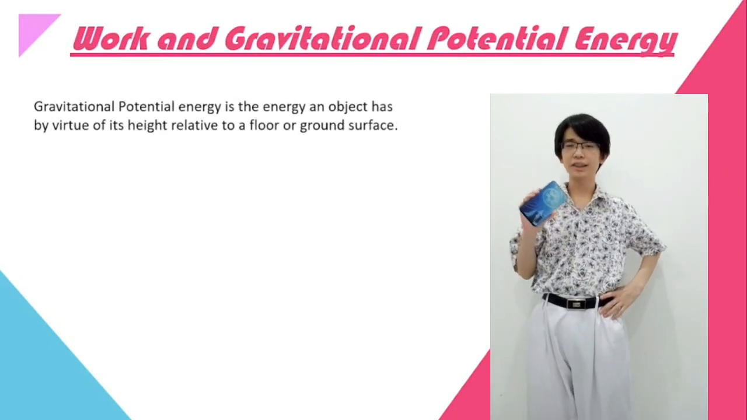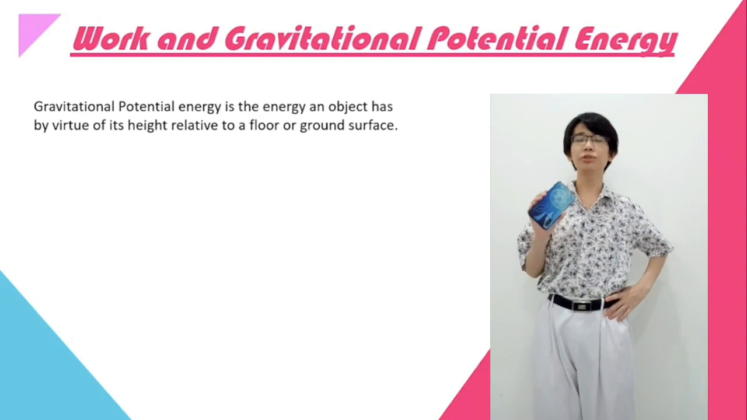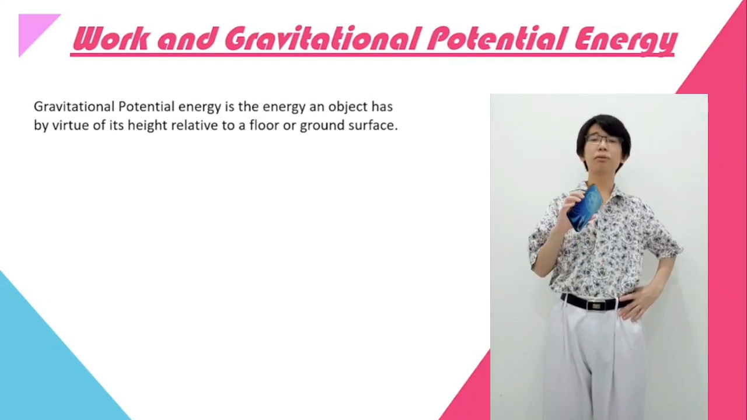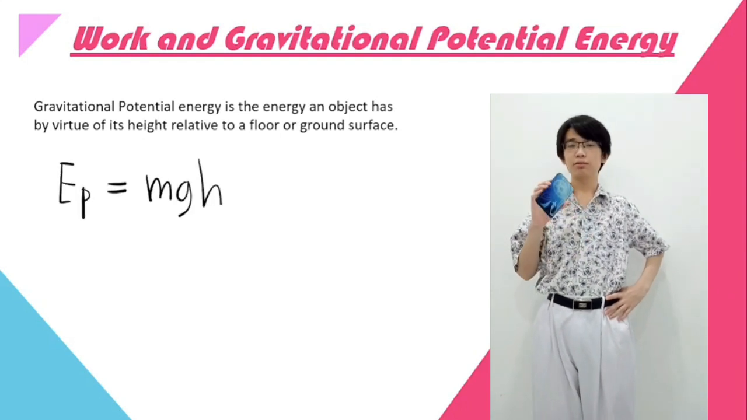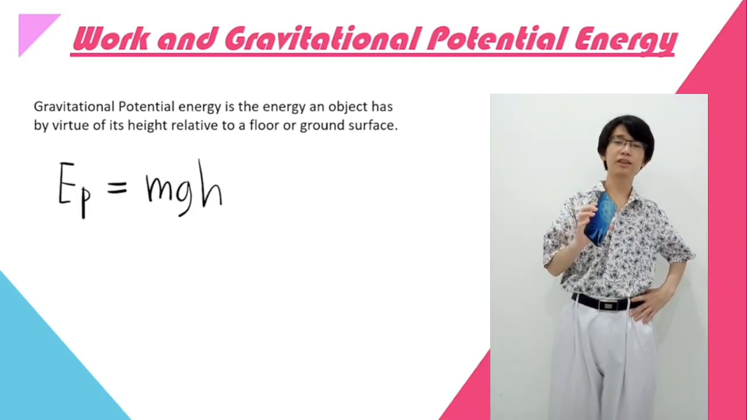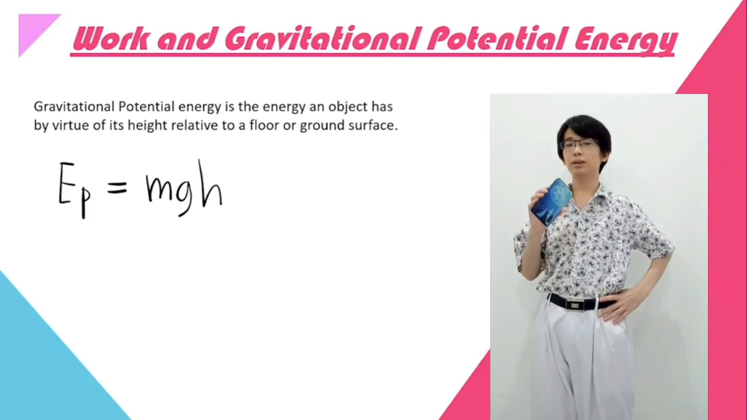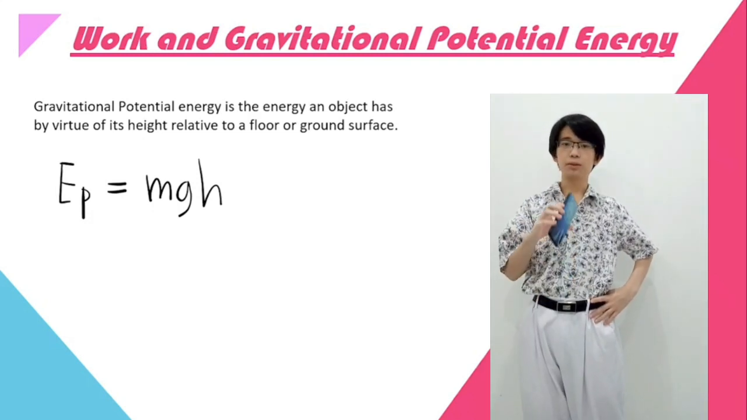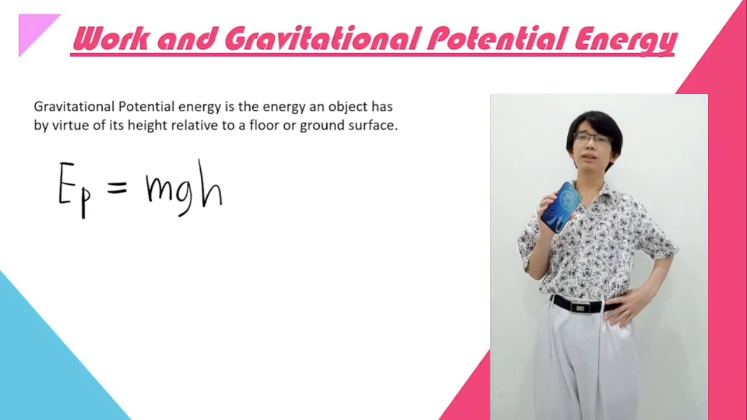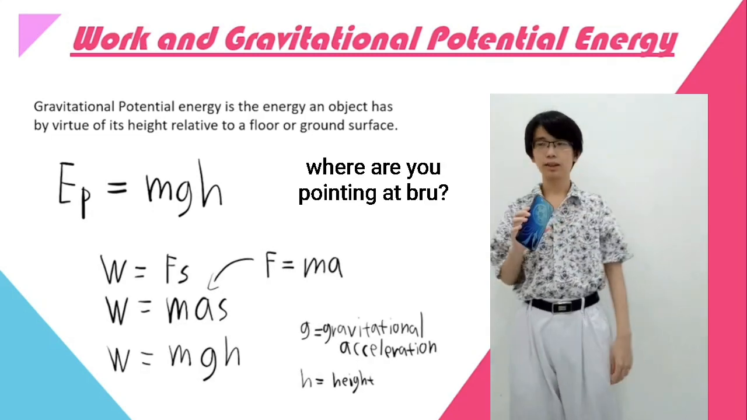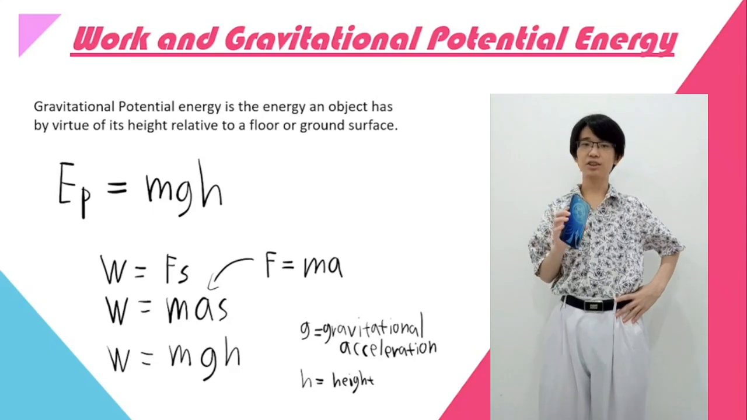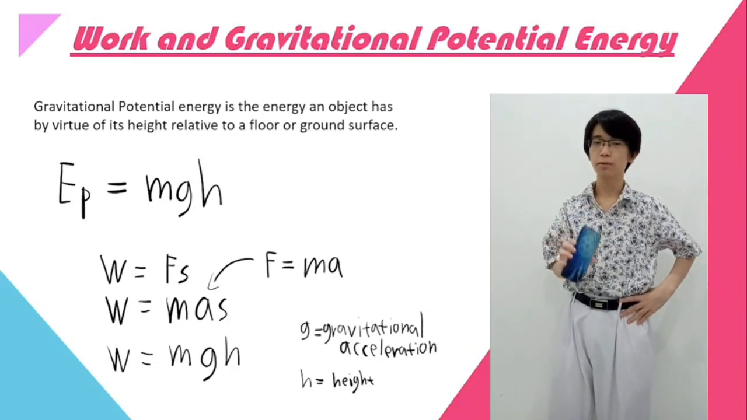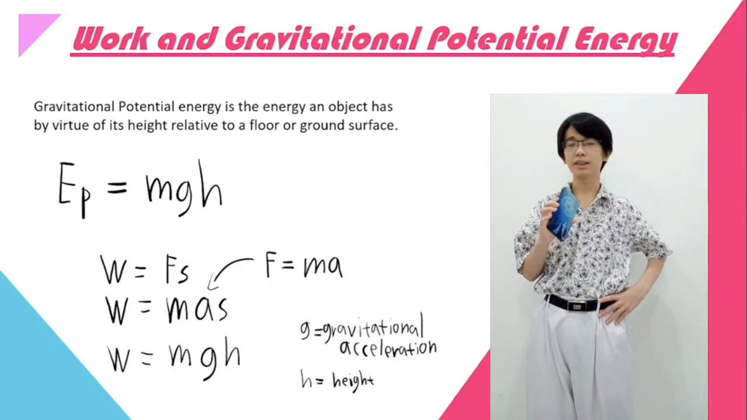Gravitational potential energy is the energy an object has by virtue of its height relative to a floor or ground surface. It is represented using the equation gravitational potential energy equals mass times gravitational acceleration times height. It is derived by these equations over here. It is very simple. We just change the acceleration for gravitational acceleration and distance for height.